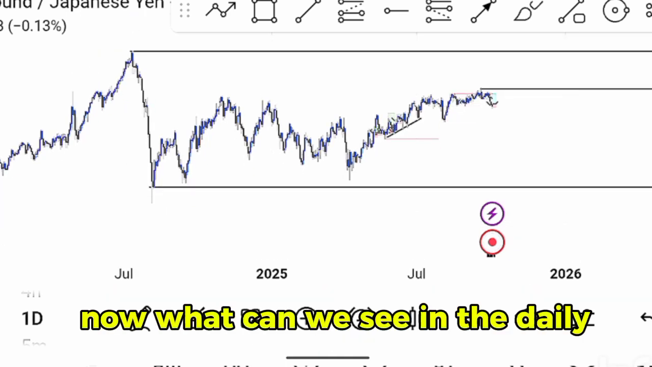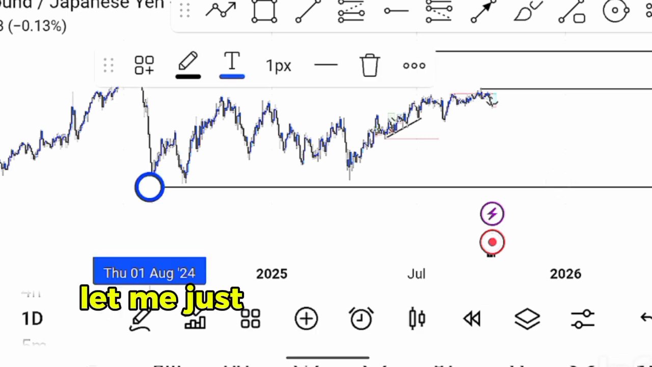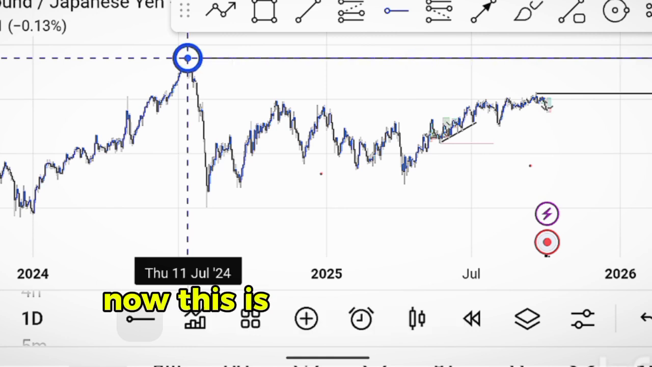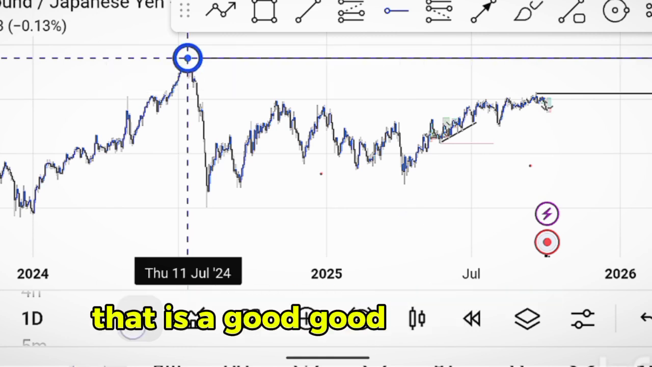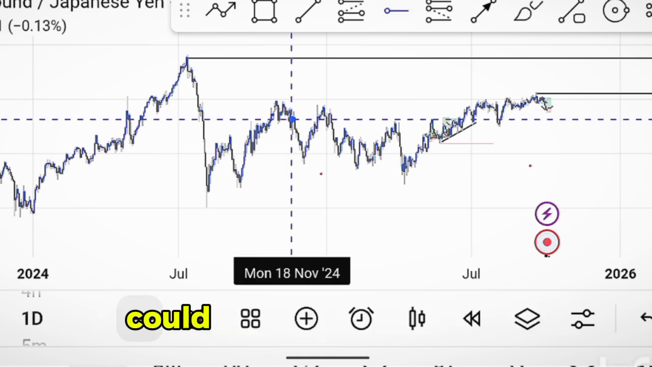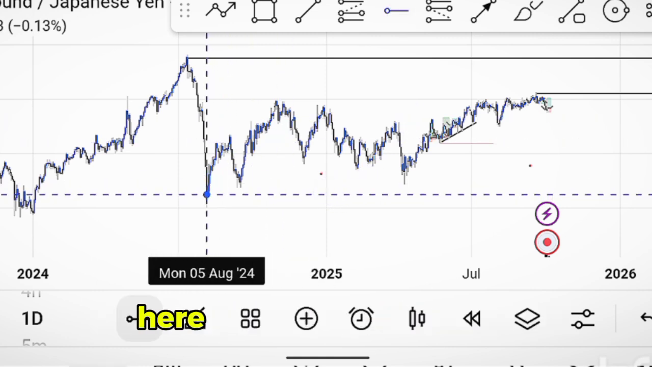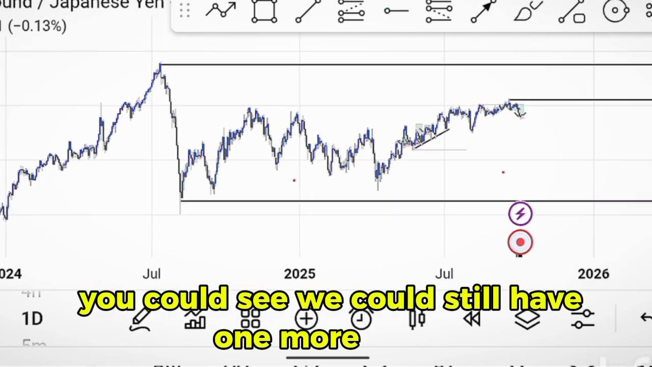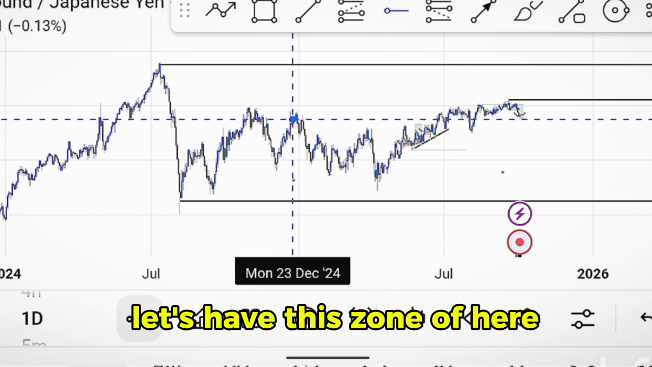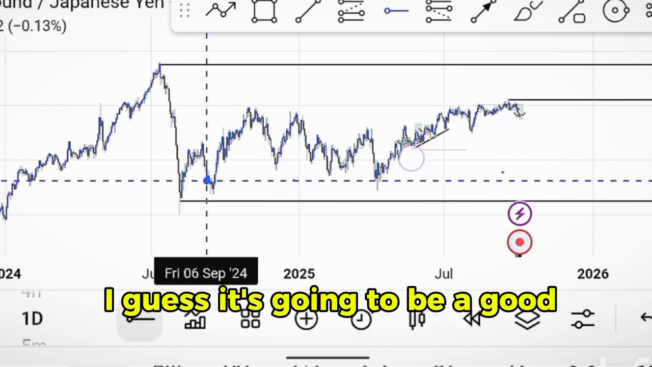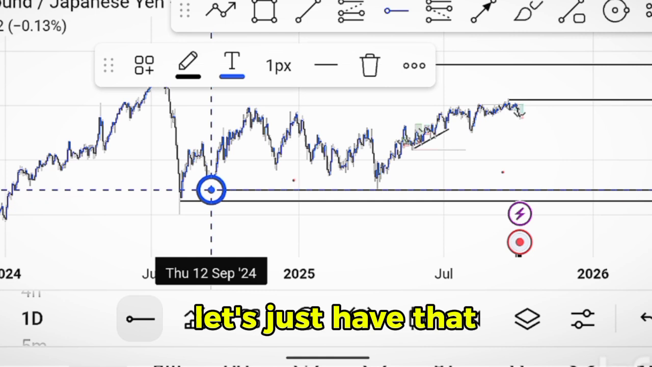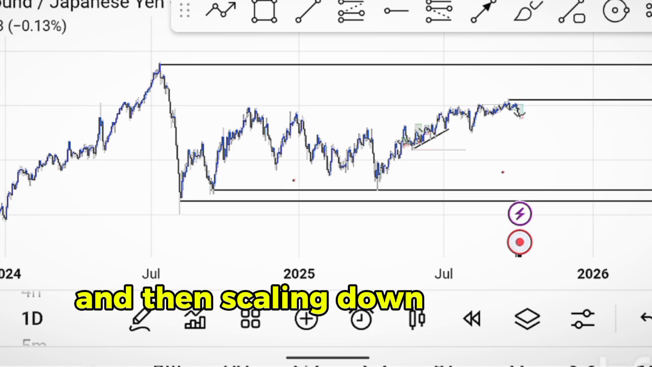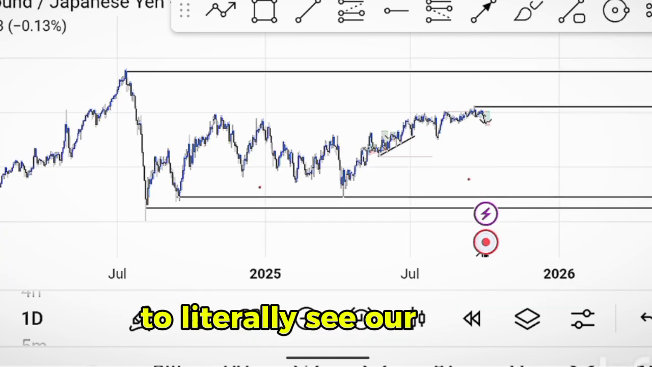Now what can we see on the daily? We have that zone, that is a good supply zone. We still have this zone over here, another good zone. Clearly you can see we could still have one more zone. Let's have this zone over here. Again, it's going to be a good demand zone also. Now you can see we're starting from the bigger time frame and then scaling down to the smaller time frame to see our entries.